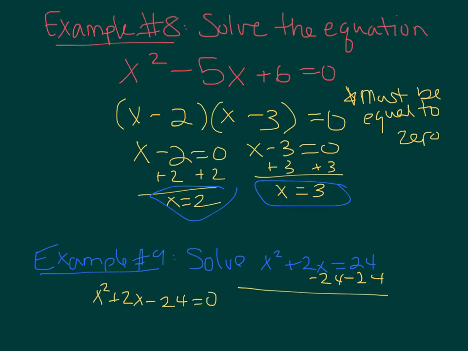From there, if you want, you can pause and try it on your own now, or just keep watching. Then I'm going to factor it. I get x and x. Now I need to think of two numbers that multiply to negative 24 and add to positive 2. If you want to list out all the possibilities you can, you will find the two that work are going to be positive 6 and negative 4. So from there, we are going to set each of these equal to 0. That gives you x equals negative 6 and x equals positive 4.